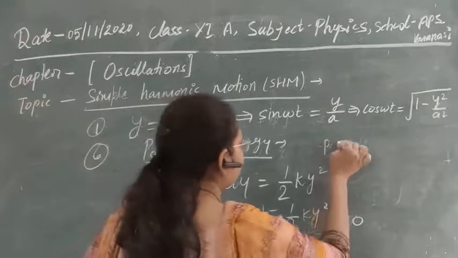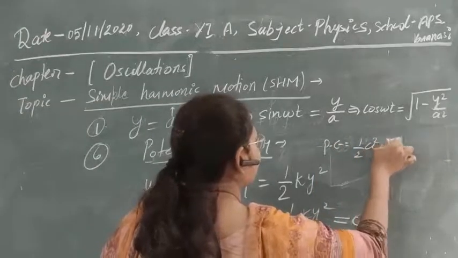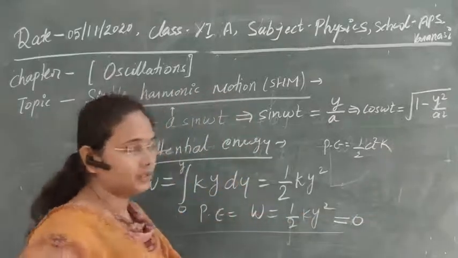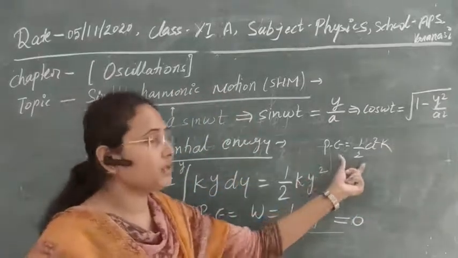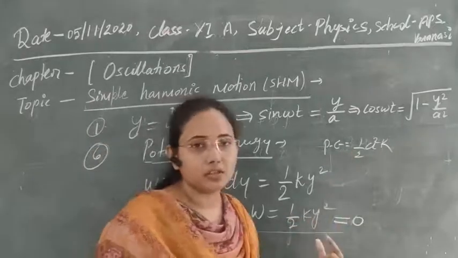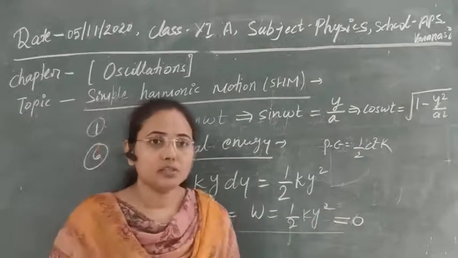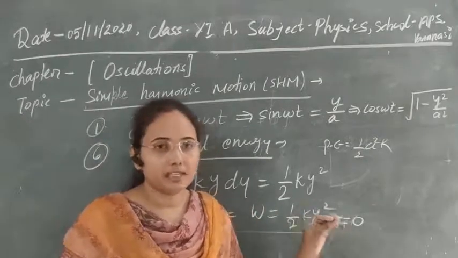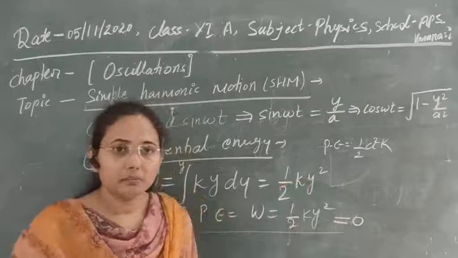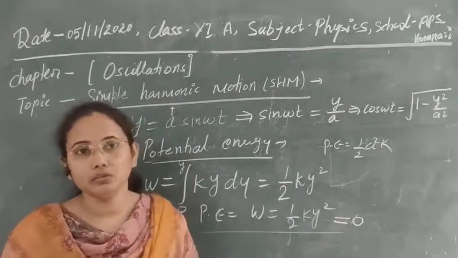That will be equal to half k a square. Okay, so this is the maximum potential energy of the system, because this is the maximum possible displacement of the system. So we can easily say that at the extreme position the potential energy will be maximum, and at the equilibrium position, at the mean position, potential energy will be minimum, that is equal to 0.